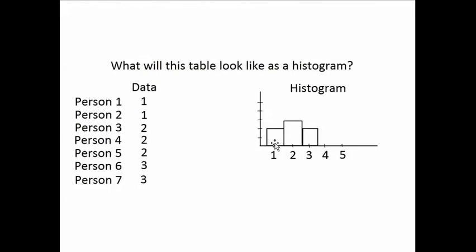So each of these bars is just the frequency of the value. There's 2 1s in the data set, which is why this bar goes up to the second tick mark. There's 3 2s, which is why this value goes up to the third tick mark. And there's 2 3s, which is why this bar goes up to the second tick mark also.